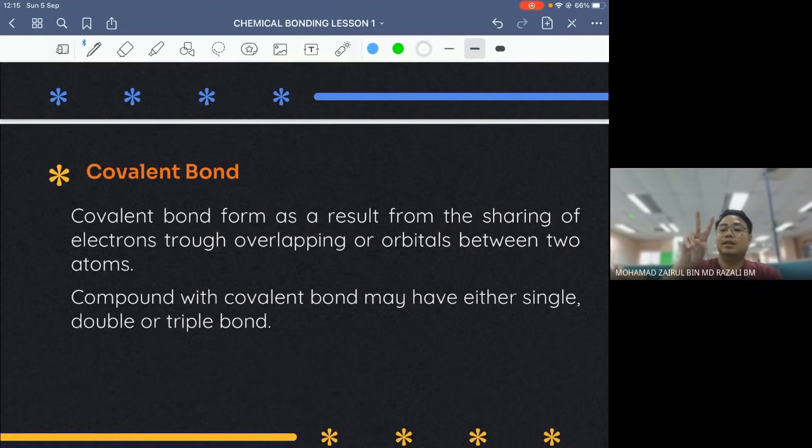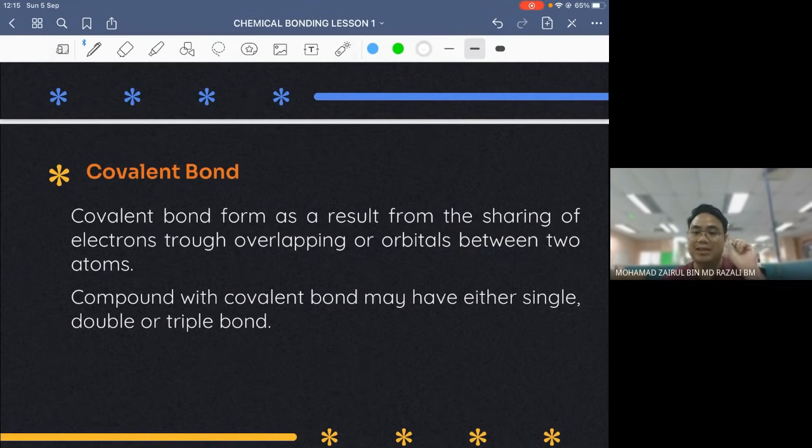A covalent bond is formed when two elements share electrons. How do they share electrons? The electrons are shared by overlapping of orbitals. Remember in chapter 2 we learned p orbital, s orbital, d orbital. Those three orbitals can overlap with each other to form a covalent bond. This we will learn in this chapter too, next week, when we learn hybridization. Okay, a compound with a covalent bond can form either a single, double or triple bond.